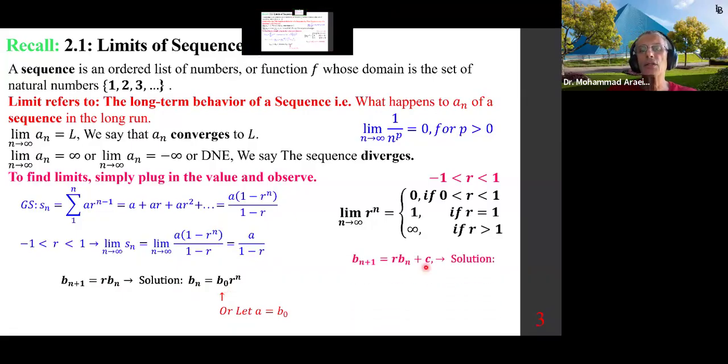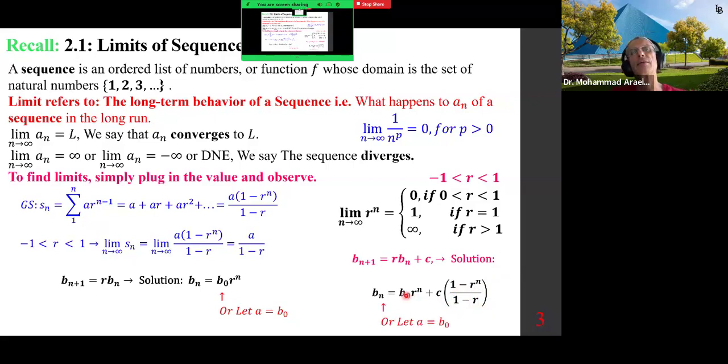When we add a constant, such as giving medication to patients, the solution gets a little bit more involved. So not only do we have that, we add this part. So b sub n is b sub 0 r to the power of n plus c times 1 minus r to the power of n over 1 minus r. And again, b sub 0, remember, is the same as a. So very straightforward, everybody.